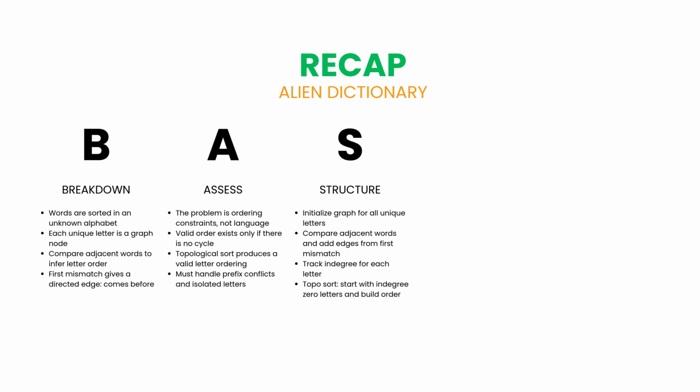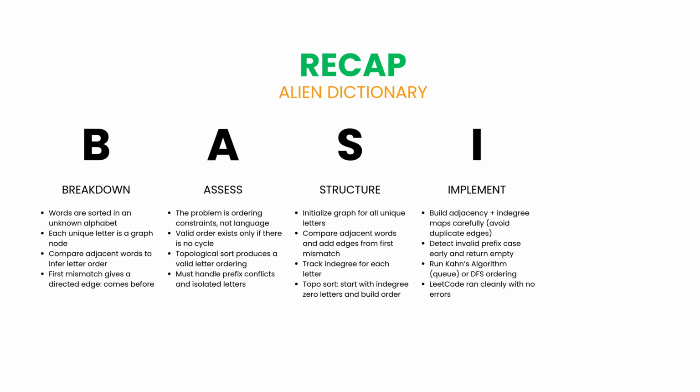The plan was, first, initialize the graph using all unique letters across all words. Then compare each adjacent pair of words and add a directed edge based on the first mismatch. Track an in-degree count for each letter. Finally, run topological sorting by starting with all letters that have in-degree 0 and building the order from there. We built the adjacency and in-degree structures carefully, avoided duplicate edges, checked the invalid prefix case early and returned empty immediately when needed, then ran a standard topological sort approach.